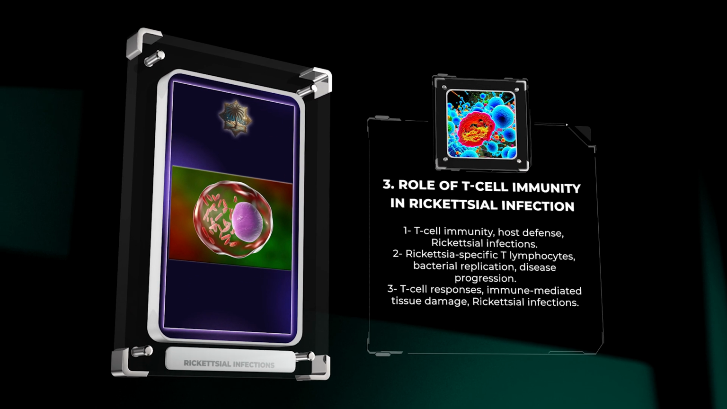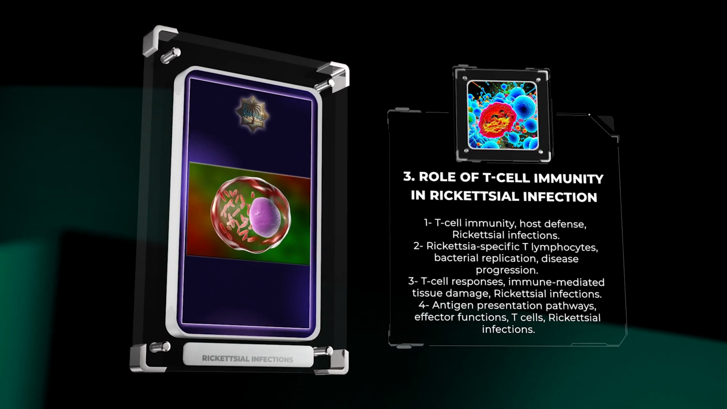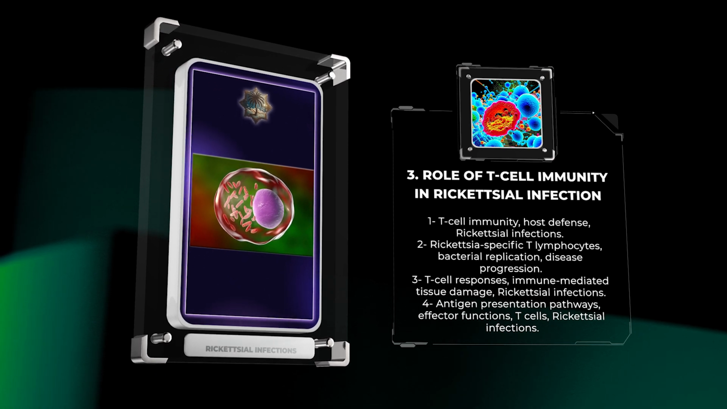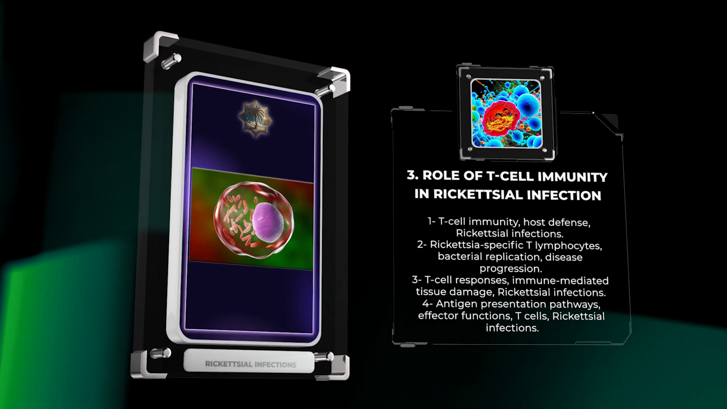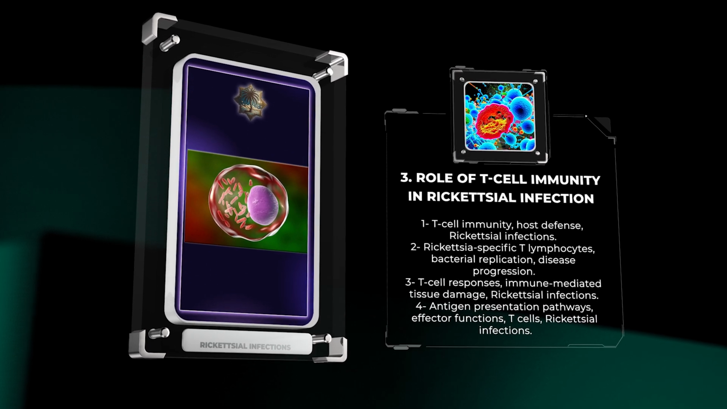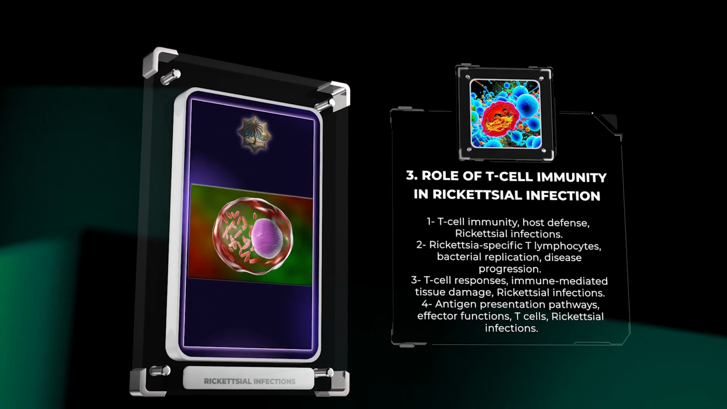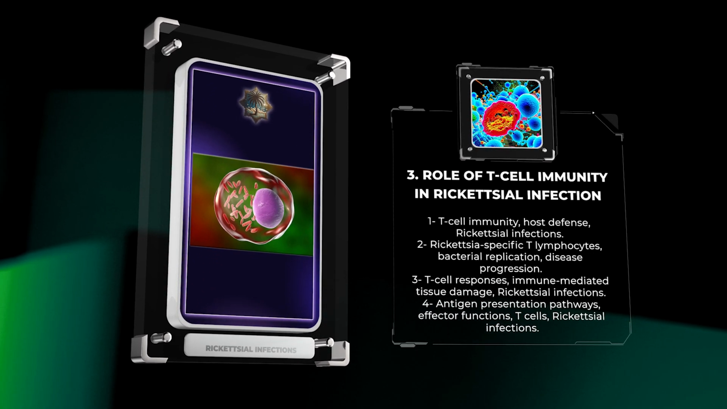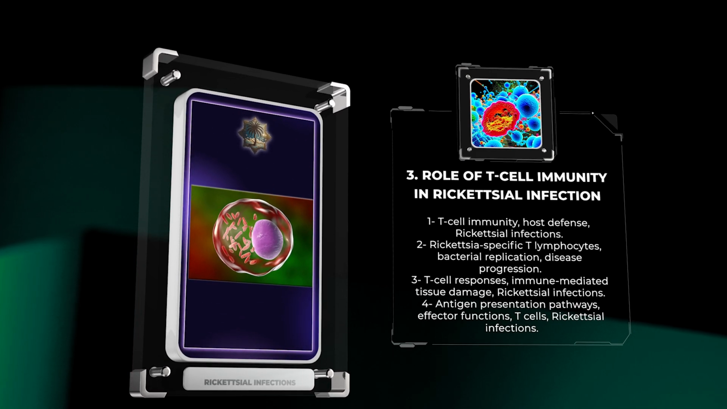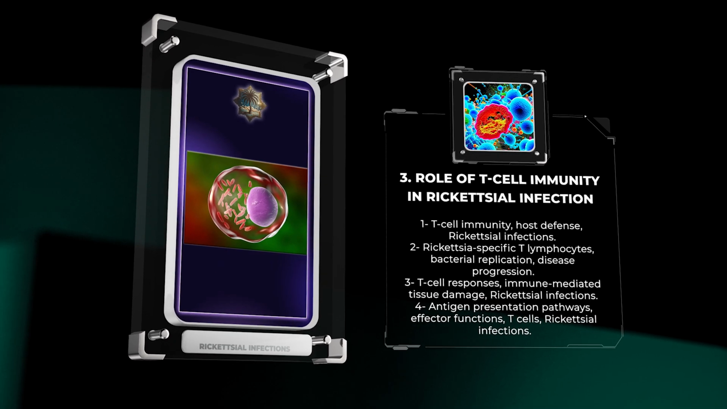Professor, T-cell immunity is another crucial aspect of the host defense against rickettsial infections. Rickettsia-specific T lymphocytes are crucial in controlling bacterial replication and preventing disease progression. These T cells recognize rickettsial antigens presented on infected cells and activate effector mechanisms to kill bacteria. The delicate balance between protective T-cell responses and immune-mediated tissue damage is essential in rickettsial infections. Understanding the antigen presentation pathways and effector functions of T cells during rickettsial infections provides insights into developing improved vaccines that induce strong and long-lasting immunity.